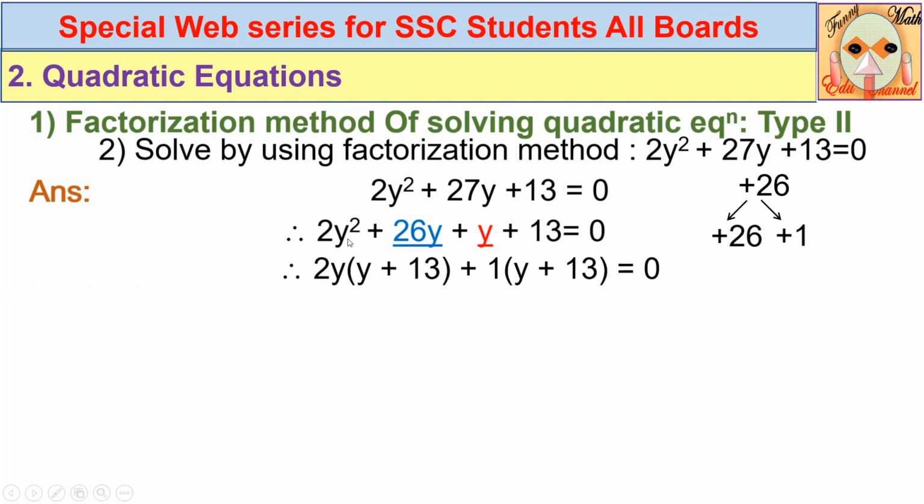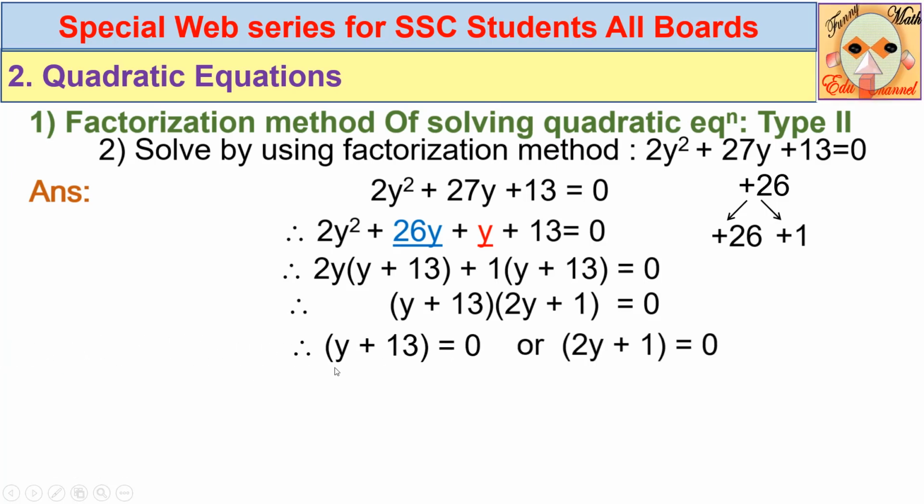So 2y into y, 2y square plus sign as it is, 2 into 13 you get 26 and y is outside. Now in the second two terms you get 1 common. 1 into bracket y plus 13, bracket completed. In the next step you have to take y plus 13 common, and in the second bracket you have 2y plus 1. The product of these two factors is 0, so any one factor must be 0, that is y plus 13 equal to 0 or 2y plus 1 equal to 0.